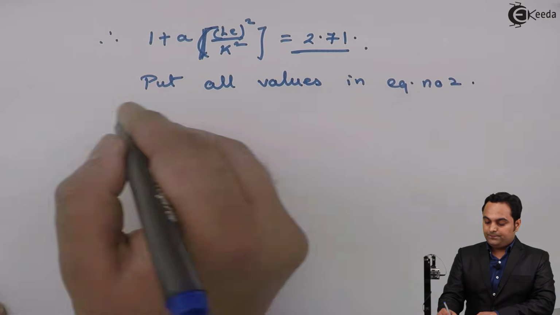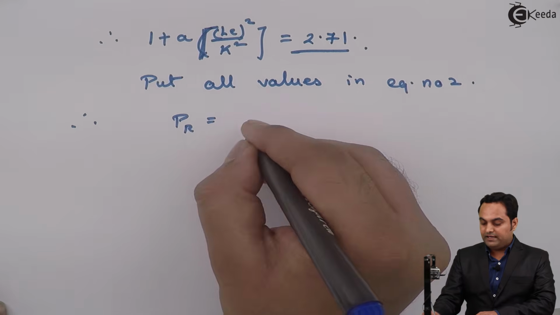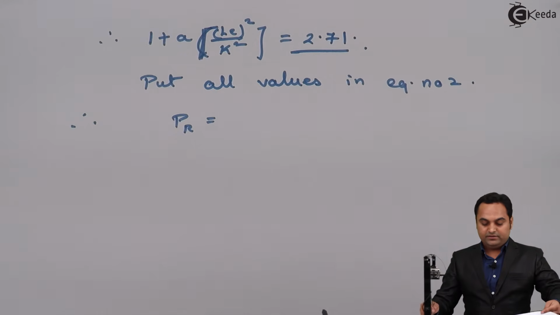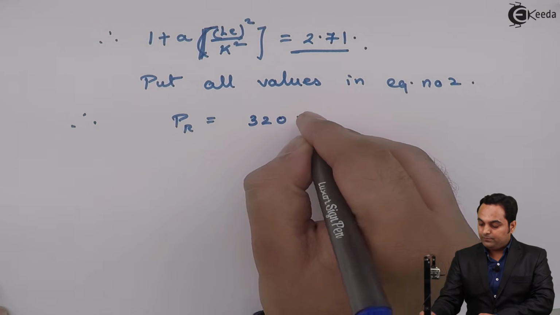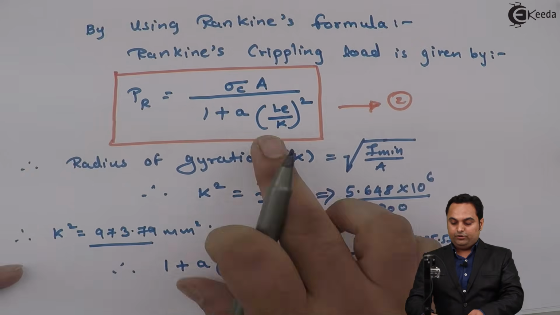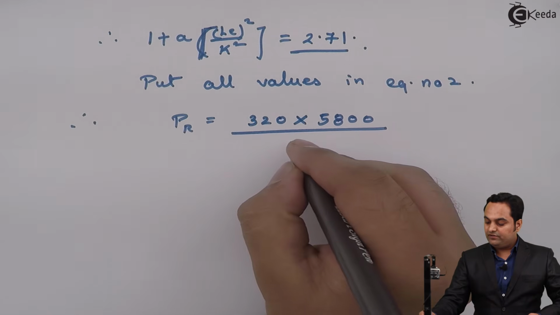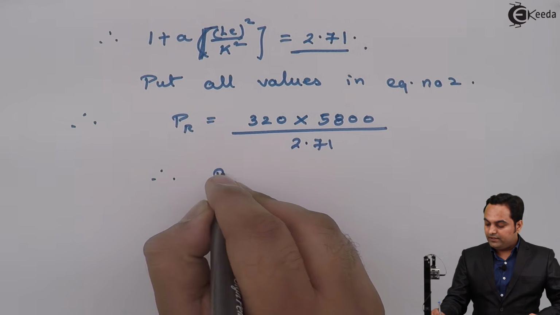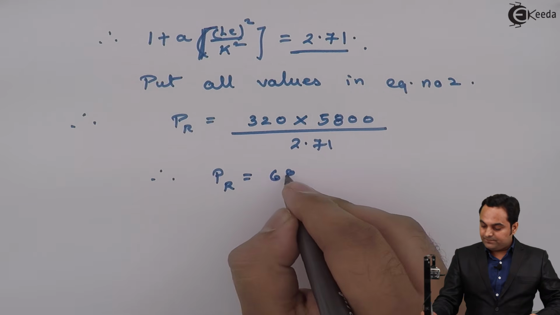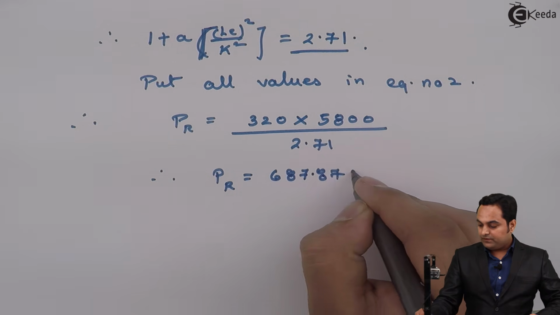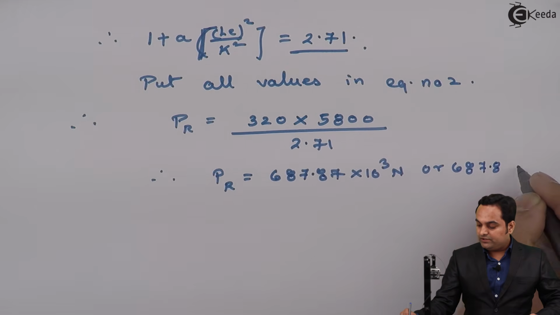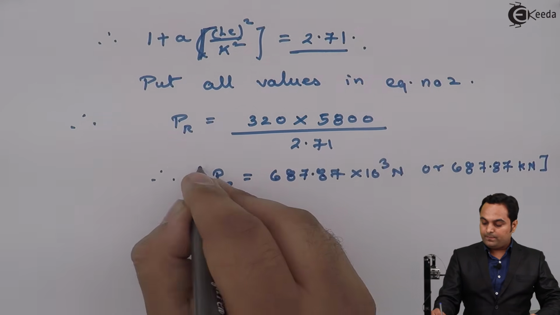Now after getting this constant, I'll say that put all values in equation number 2. So we have the Rankine's crippling load as sigma C into capital A. Sigma C is given as 320 in the problem. Capital A is 5800 divided by the complete denominator we have found out, it is 2.71. So therefore the Rankine's crippling load comes out to be 687.87 into 10 raised to 3 Newton, or 687.87 kilonewton after I divide it by 1000.